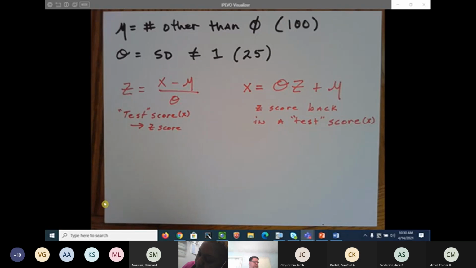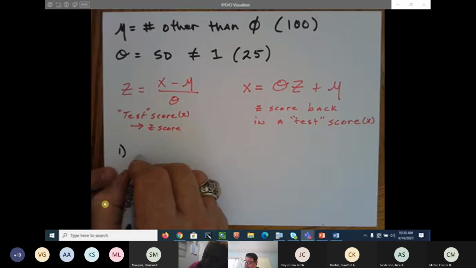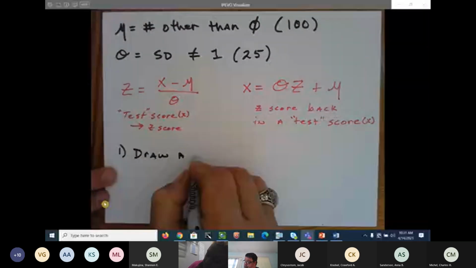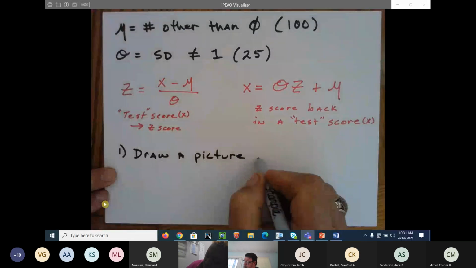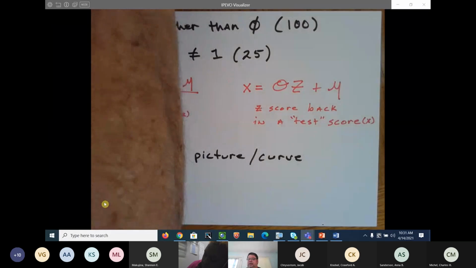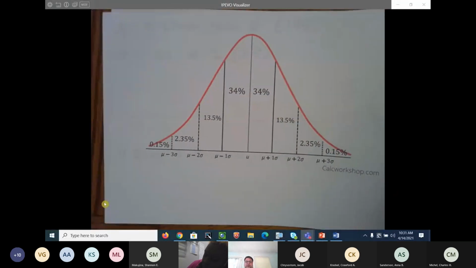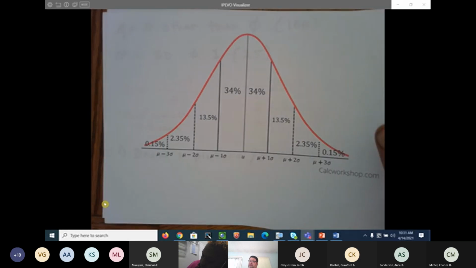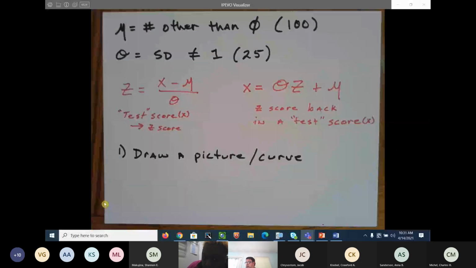All right, the first thing you want to do on these problems is draw a picture, slash curve, which 3 or 4 of you have done. You should have those.